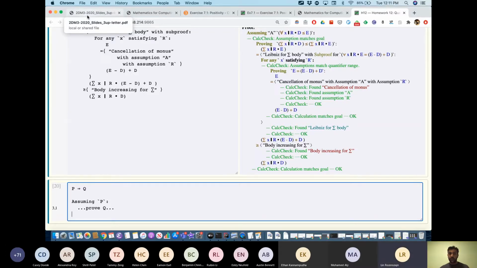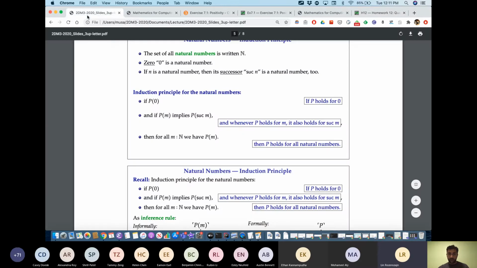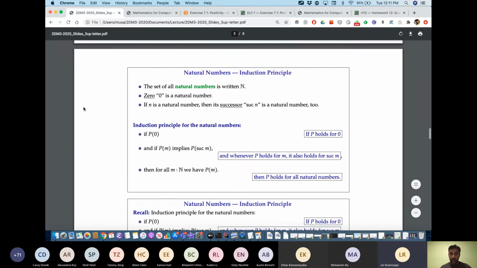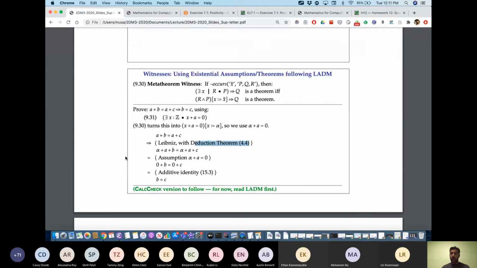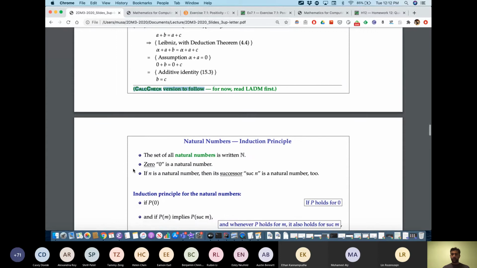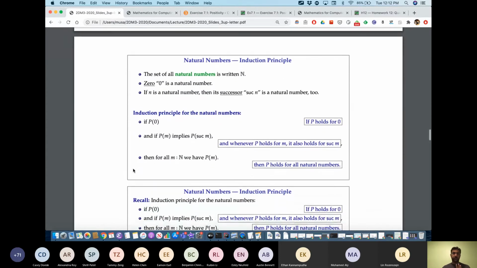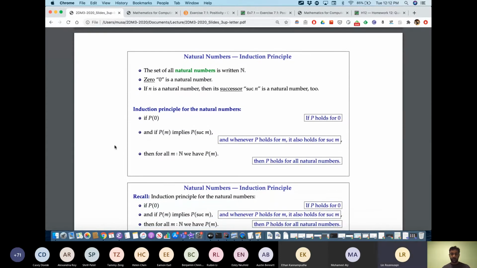So why, in the lecture slides, is it actually explicitly named? Yes, it's named in the book as deduction theorem 4.4. Oh, okay. Yeah, so that is a name. We'll show you how to do it in CalcCheck. I don't expect you to be able to do it right now. I just wanted to show it to you, and hopefully we'll get to CalcCheck maybe next week. Sorry, maybe Thursday. Okay, cool.